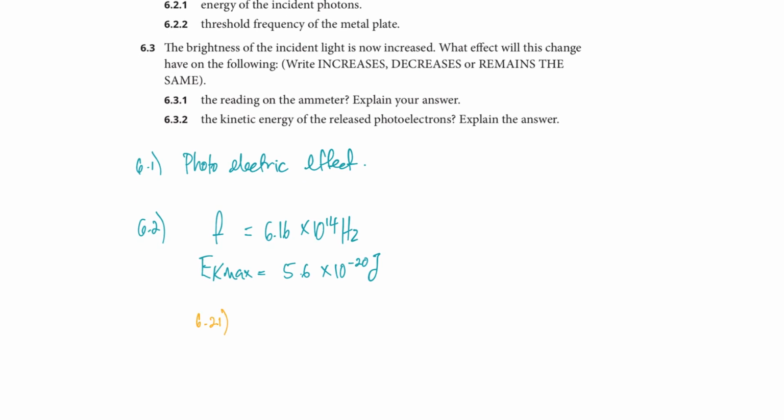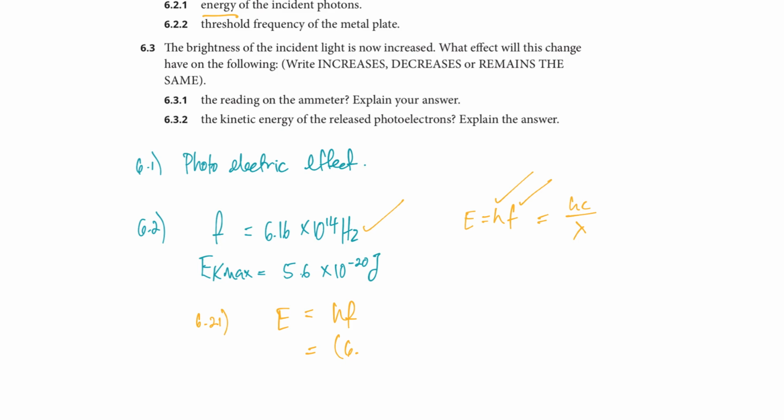6.2.1. They want the energy of the incident photons. I'll write down all my formulas here. I've got E is equal to hf. I've got E is equal to hc over lambda. I need to pick one. I've got frequency and I know h, so that's enough for me. So I can say E is equal to hf.